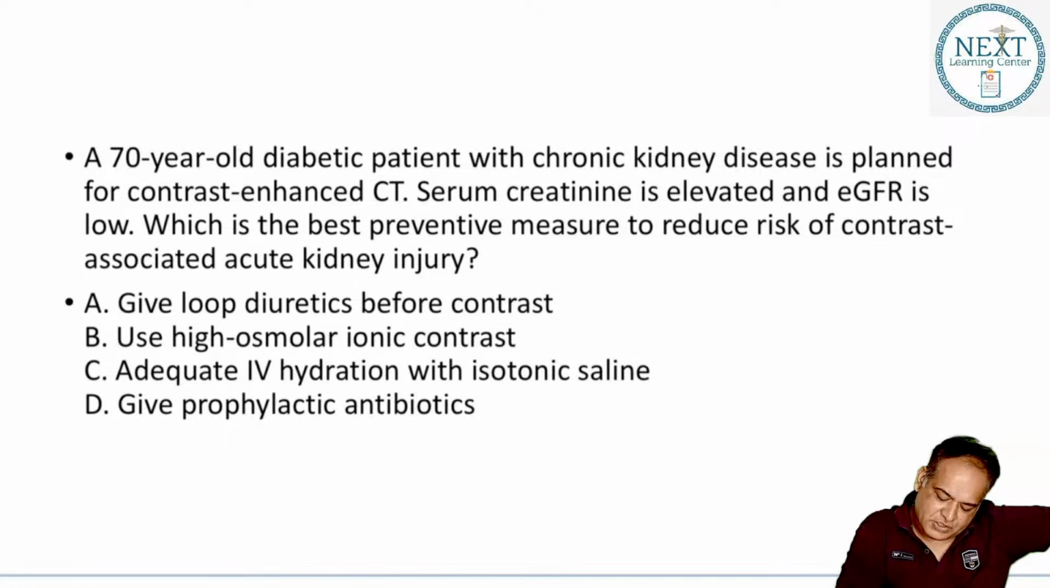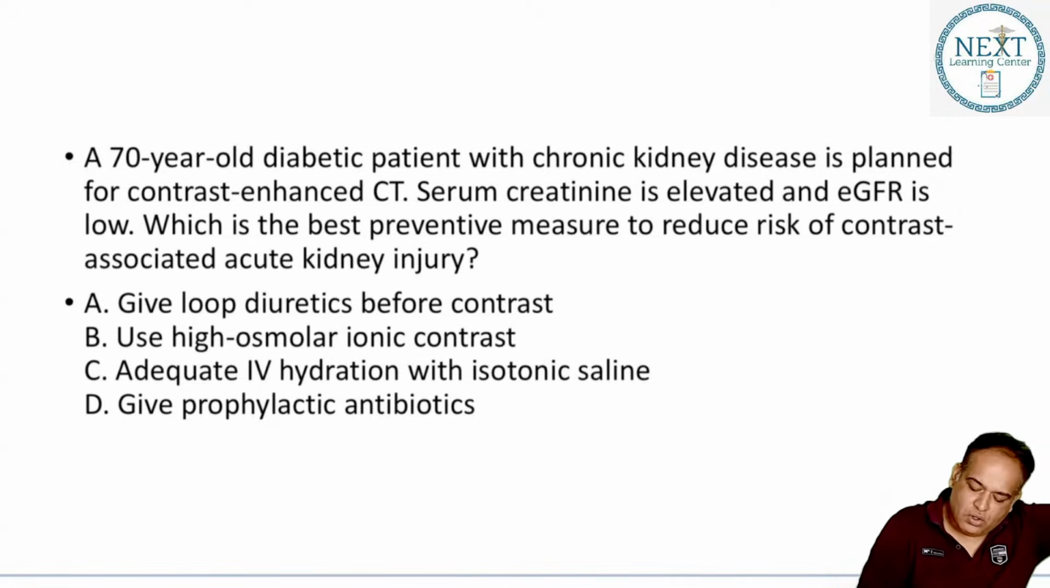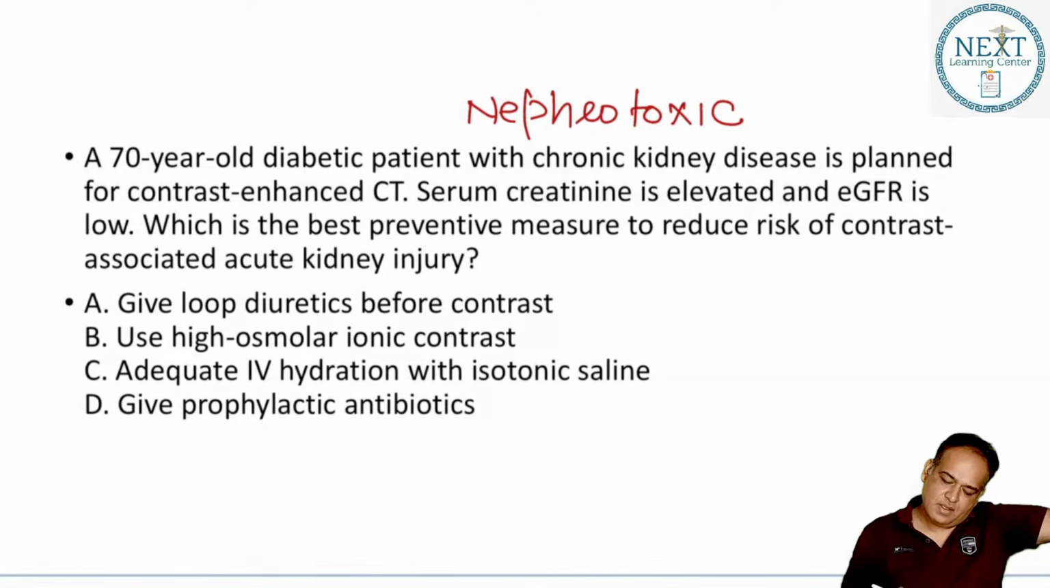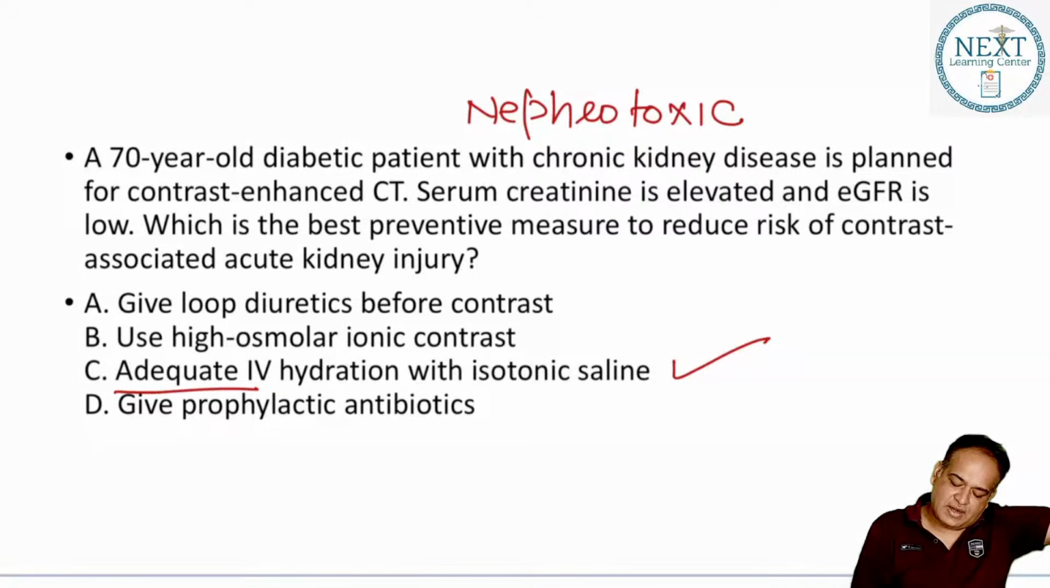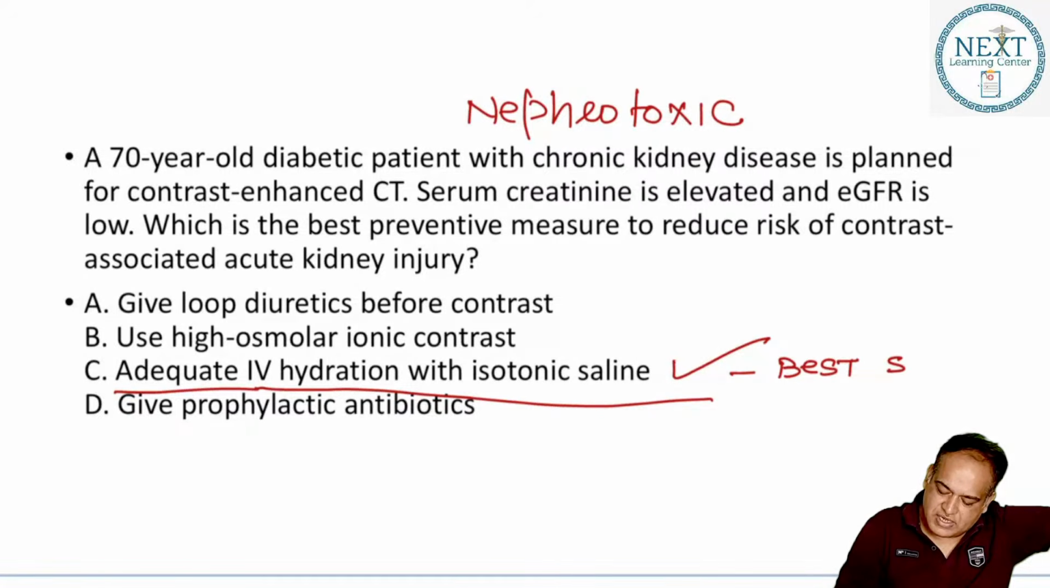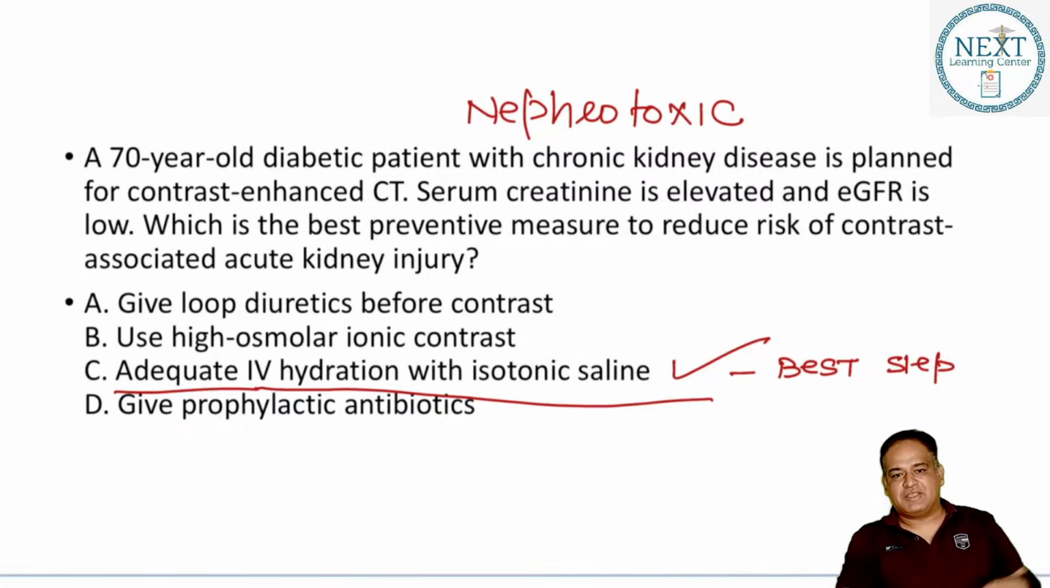A 70-year-old diabetic patient with chronic kidney disease is planned for contrast study. All the iodinated contrasts are nephrotoxic. So to reduce that, what will we do? Adequate IV hydration with isotonic saline. This is considered the best step.